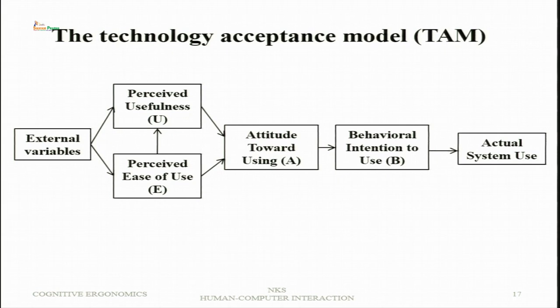Now, this attitude, the belief that this system has these attributes, or this system will help me in executing behaviors which will be socially evaluated, for example, positively. This can be an attitude. Now, this attitude leads to behavioral intention to use. Intention is not the actual behavior. It is the likelihood that the system is useful to me, I will use the system, and it is easy to use. So the likelihood that I will use the system is what is intention.